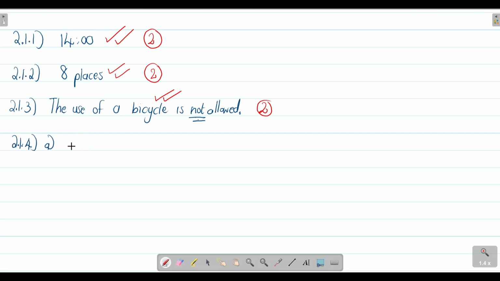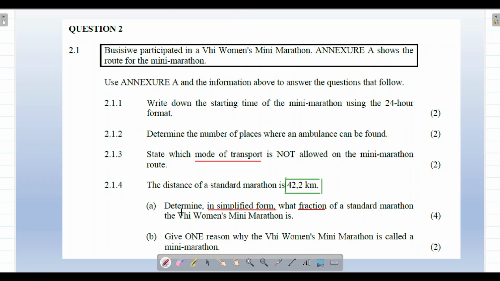Okay, so like I mentioned, the total kilometers for the route is equal to that 9 kilometers plus your 1 kilometer. Okay, so that basically tells us that the V Women's Mini Marathon is 10 kilometers, right? Then the question tells us we want to determine, in simplified form, what fraction of a standard marathon the V Women's Mini Marathon is, right? So we want to determine what fraction it is.